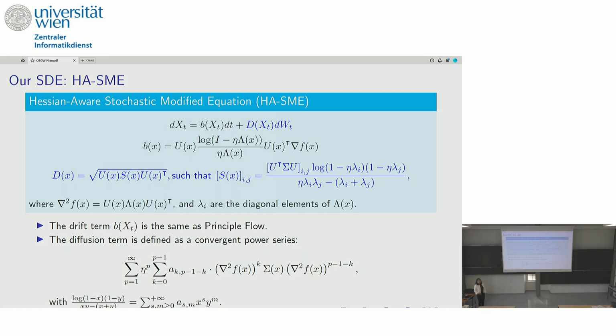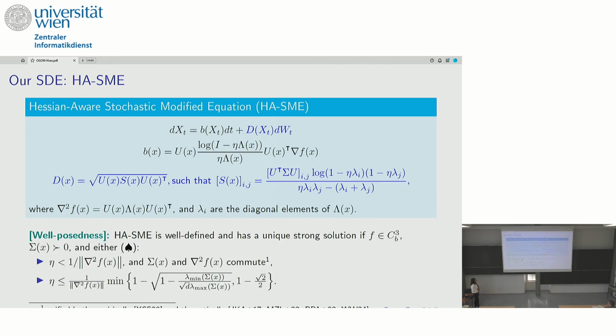And this does not always hold true if you use an arbitrary step size eta there. So we've shown that this SME is well defined if F is third-order continuously differentiable and your covariance is positive definite, and the following two conditions about your step size are satisfied. Then this is a well-defined SDE, and it also admits a unique strong solution. Here are the two sufficient conditions. The first condition says that eta has to be small, less than 1 over the largest eigenvalue of your Hessian, basically 1 over the smoothness, and also that we assume that the covariance and your Hessian commute.